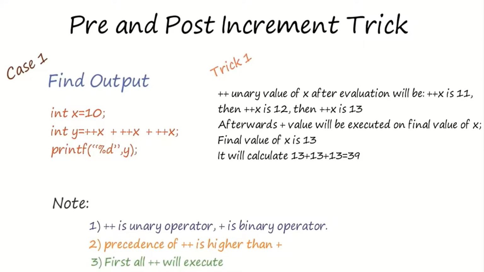So you might have a question, why is the final value of x considered for all the x? Because always remember the associativity of the pre-increment operator is right to left, that is, read from right to left. For that purpose, the final value 13 is assigned to all the plus plus x from right to left.